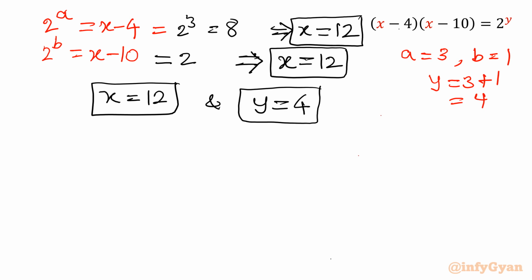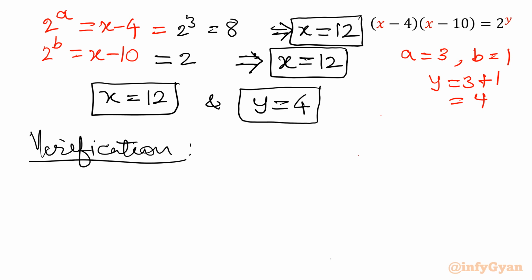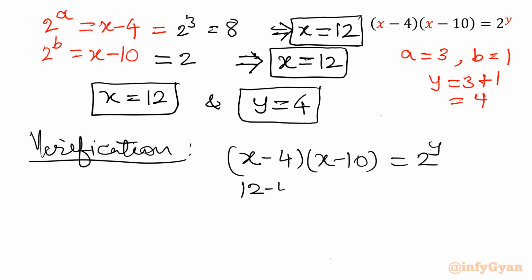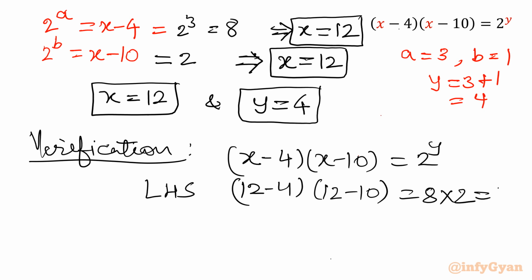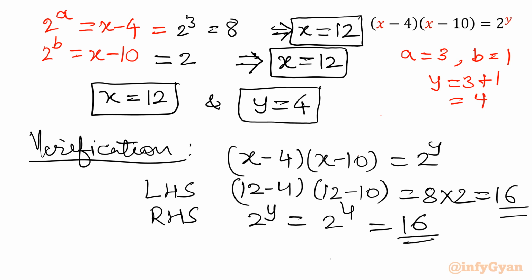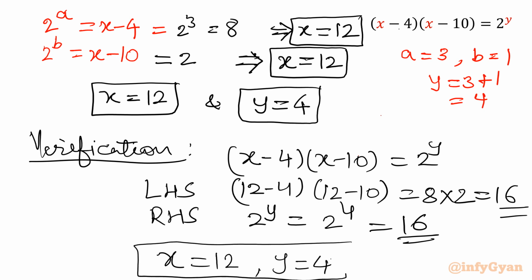See, this approach is very, very effective in such questions. Now let's verify. So verification. Let's verify x is equal to 12. First, let me write the equation (x minus 4) times (x minus 10) equal to 2 power y. (12 minus 4) times (12 minus 10). This is our LHS. So that value is 8 times 2, so 16. Let's find out RHS, which is 2 power y, so 2 power 4, that is 16. So both values are matching. That means our result x is equal to 12 and y is equal to 4 is absolutely correct.